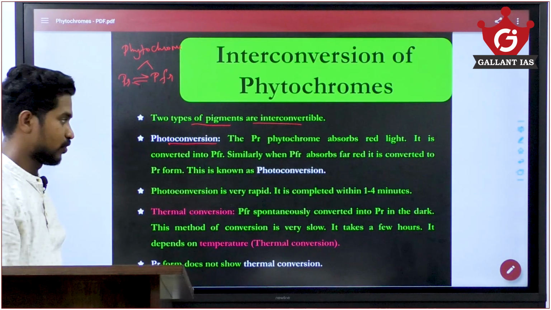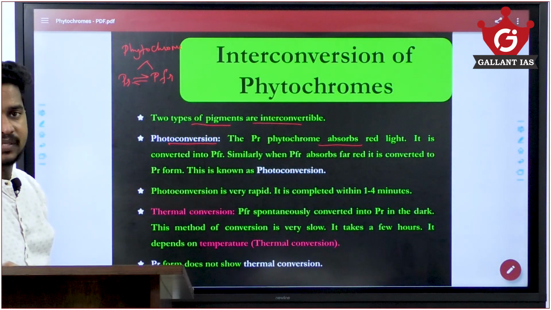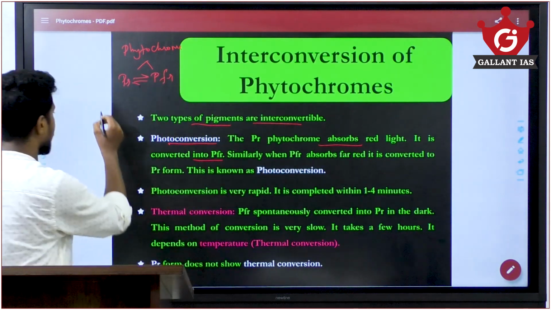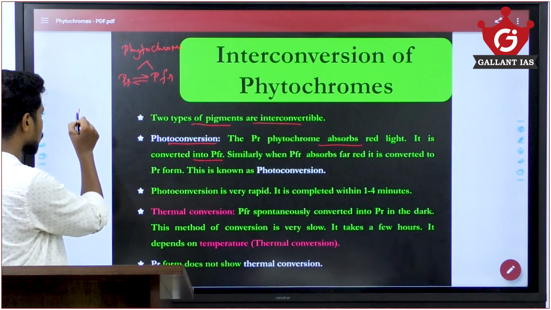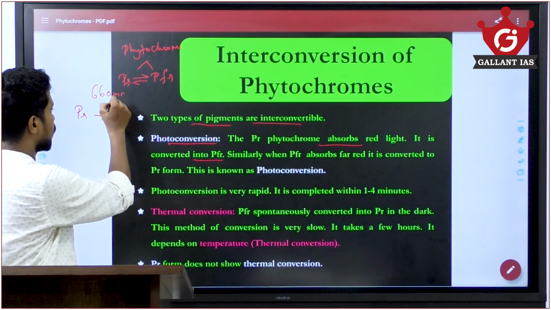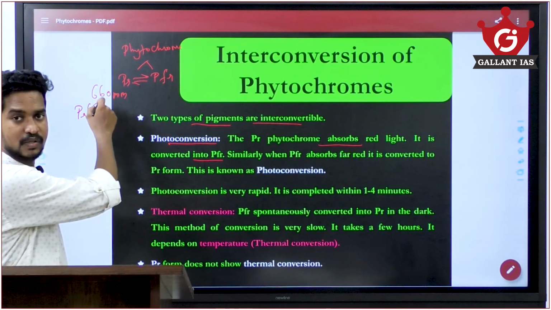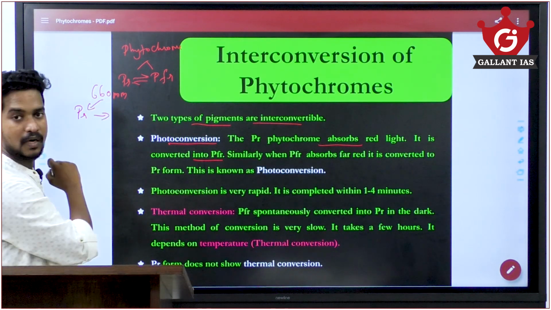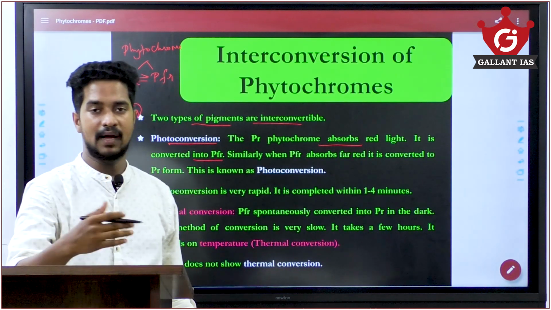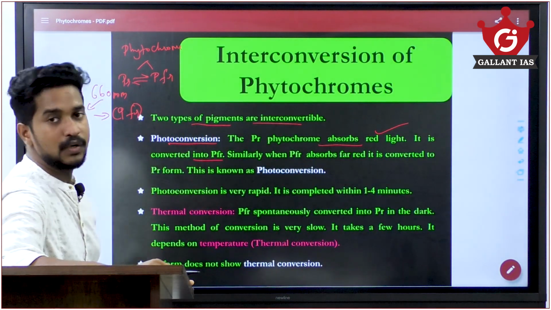First one is the photoconversion. If phytochrome red, the PR, absorbs red light, it is converted into PFR. What is the nanometer of red light? It's 660 nanometer. In the presence of light, this PR, which shows the absorption peak at 660 nanometer, absorbs red light and it is converted into PFR.